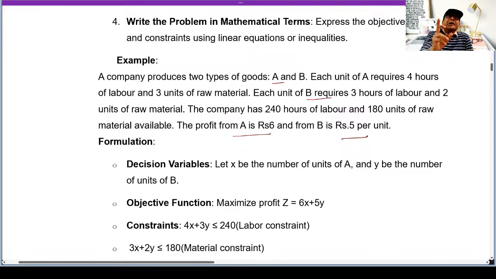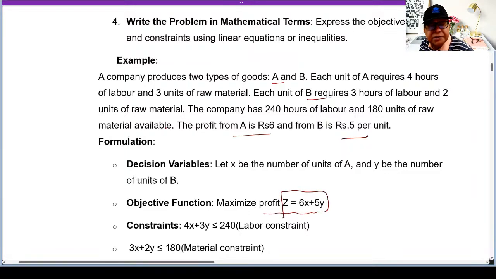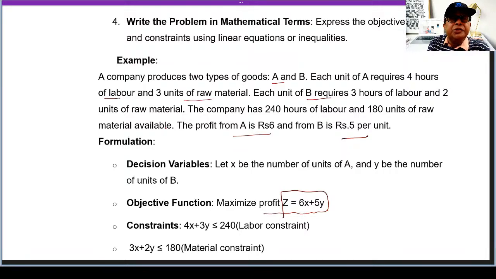So, two types of goods are there, so two decision variables will be there. Those are taken as x and y. And profit, obviously, we will want to maximize. Everyone wants that in this world. Profit maximization you have to do. So, when you have taken decision variables x and y, the objective function will be like this: maximize profit Z is equal to 6x plus 5y. This is the objective function.